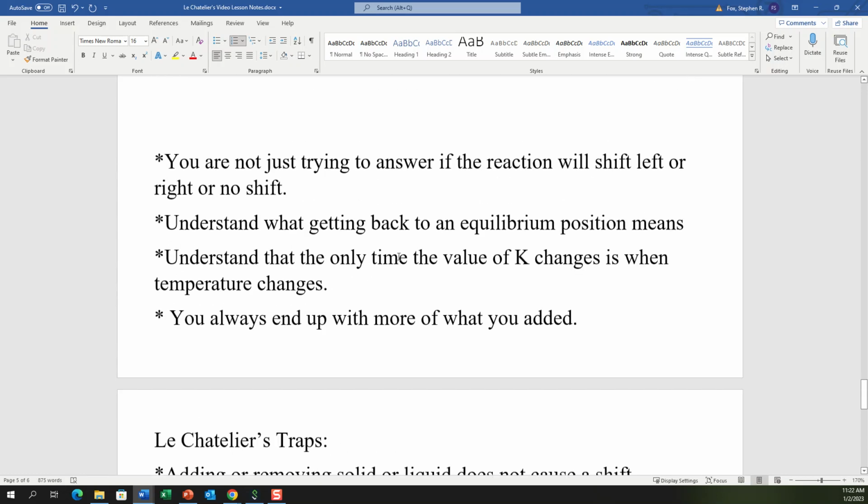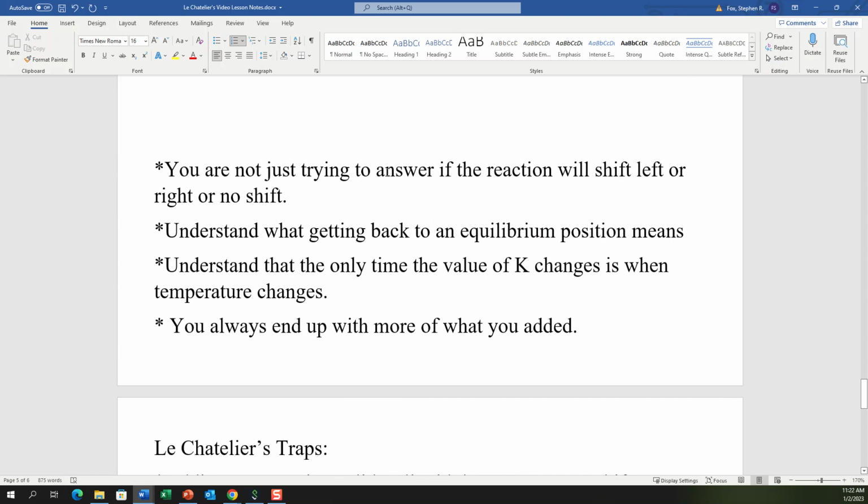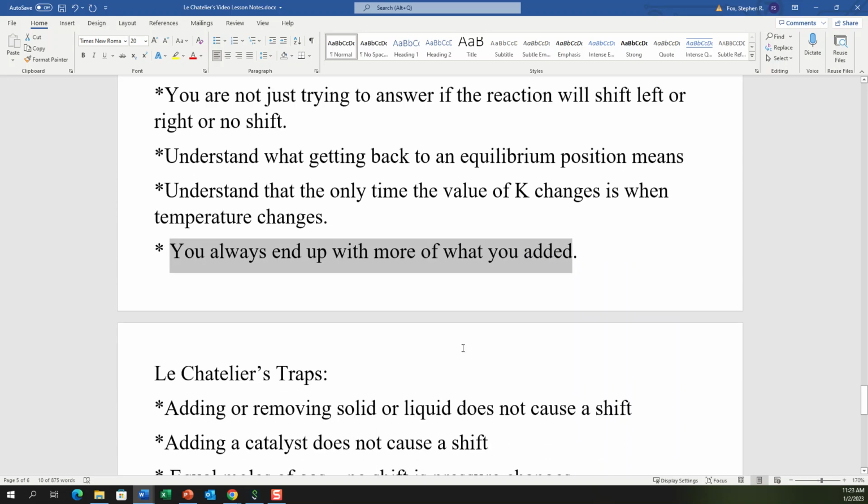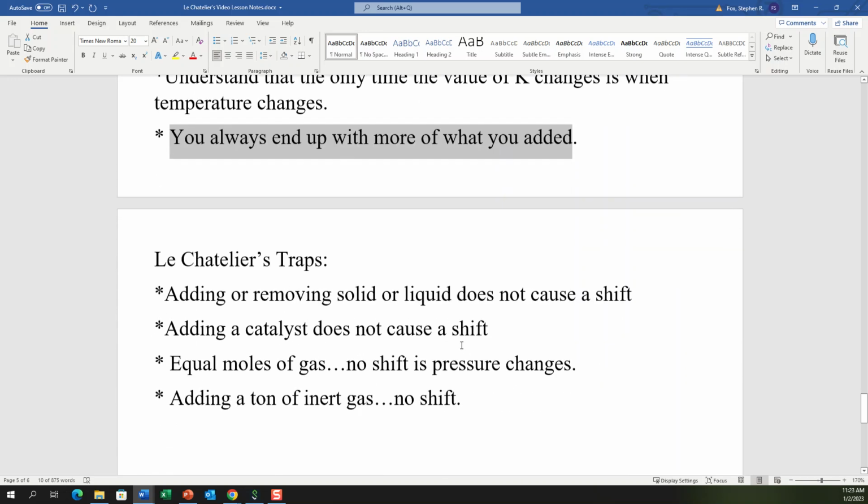All right. So just some things. You are not just trying to answer if the reaction will shift left or right or no shift. Understand what getting back to equilibrium position means. Most of the time that means getting back to the K value. The only time the K value changes is if temperature changes. Okay. You always end up with more of what you added, and you always end up with less of what you removed. You always end up less of what you removed when equilibrium gets reestablished. Okay.